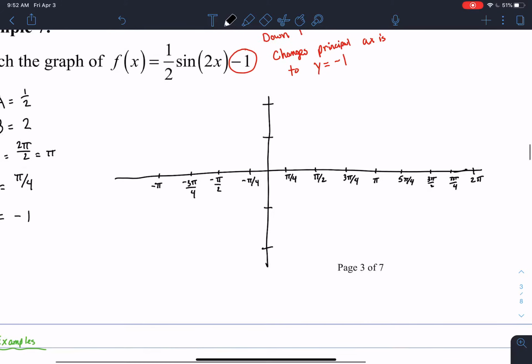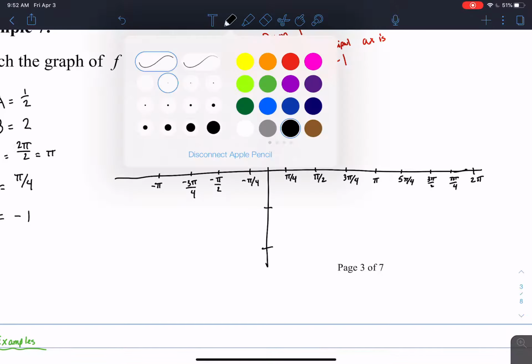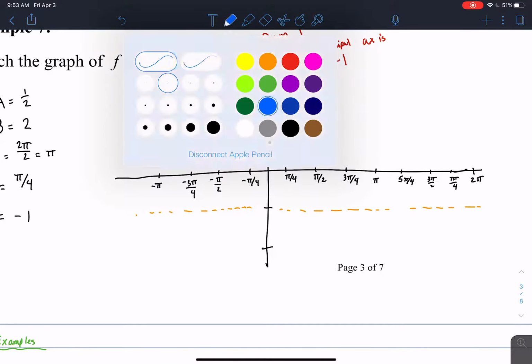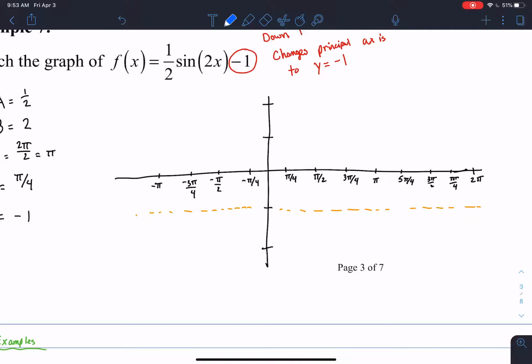Now with my vertical shift down 1, it might be a good idea to redraw the axis at -1. So what you would do is just put a dotted line right there at -1, like that. This is like the new y-axis that you have. And then you're going to do the points the same way that you would do before.